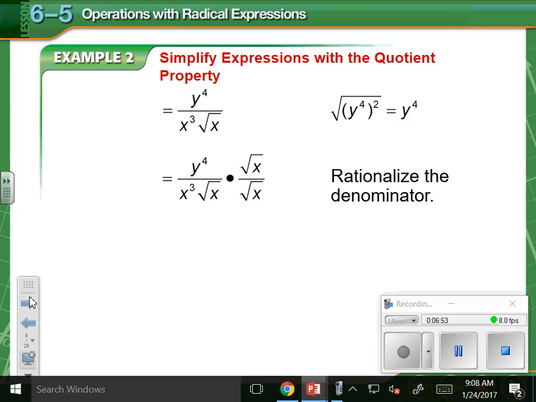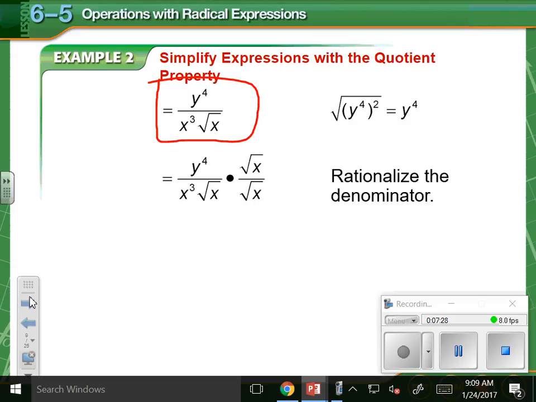Ends up looking something like this. y to the 4th over x to the 3rd root x. But the problem is that your denominator has to be a rational number, and square root of x would not be considered a rational number. So we have to somehow modify this answer so that there is no radical in the denominator.